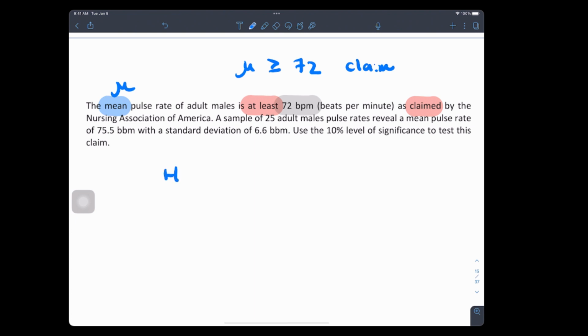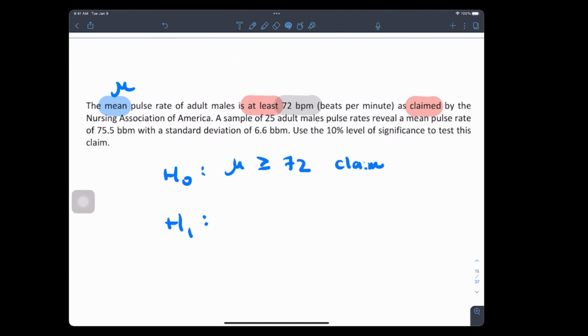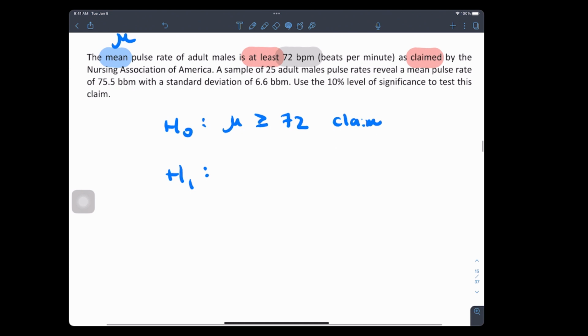Okay. Where does that belong, ladies and gentlemen? Does that have a condition of equality? Yes. Put that in the null hypothesis space. And then, what's the opposite of that? Mu is less than 72. You guys okay with that? All right. Everybody okay with this so far?